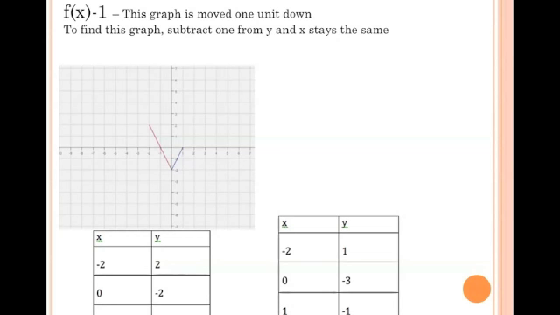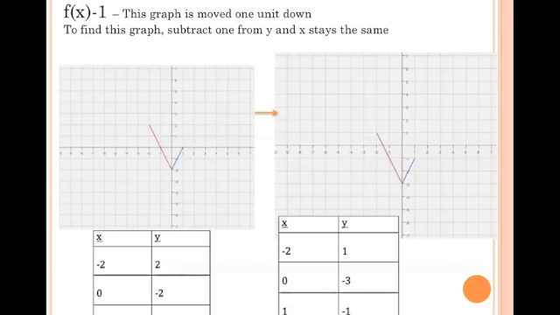When 1 is subtracted from f of x outside the parentheses, this graph is moved 1 unit down. To find this new graph, you would subtract 1 from y and leave x the same. The new graph would look like this.